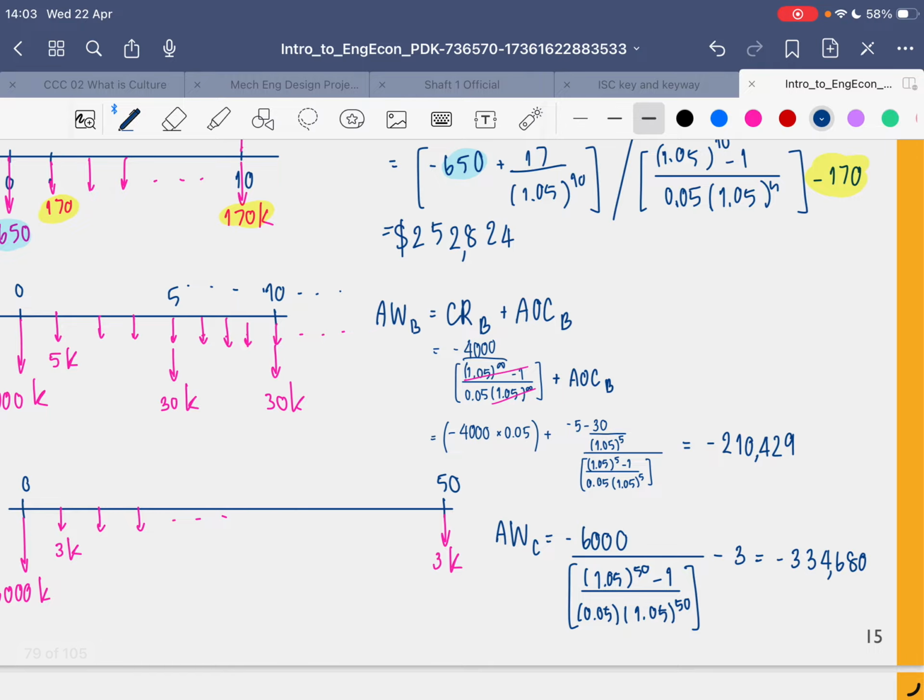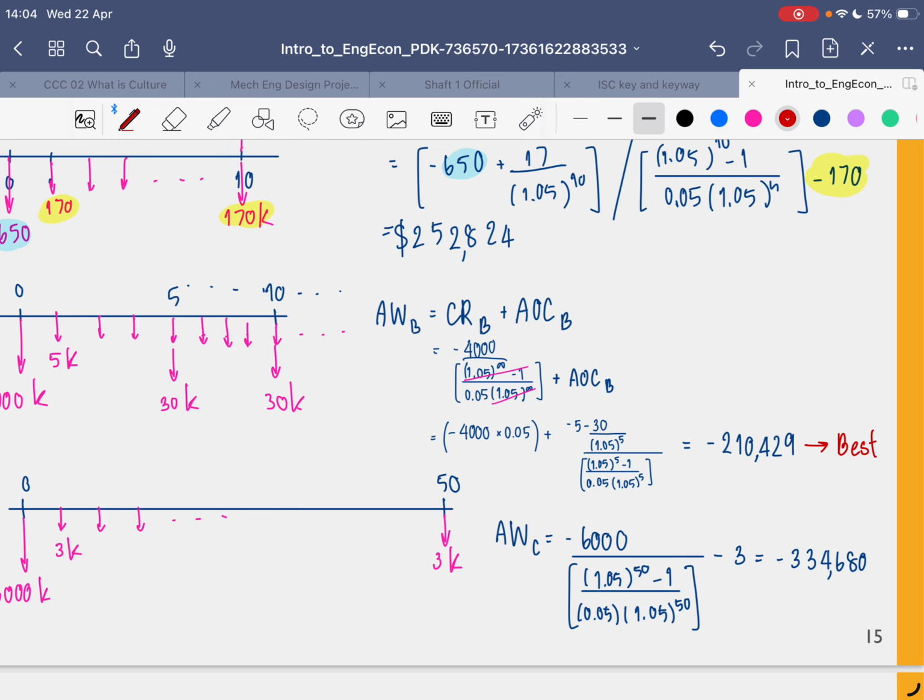So all of this, I think what I wrote in the solution is wrong. I forgot the annual operating cost. So this should be correct. Anyway, you will select option B rather than option A and C because it yields the lowest annual worth analysis.